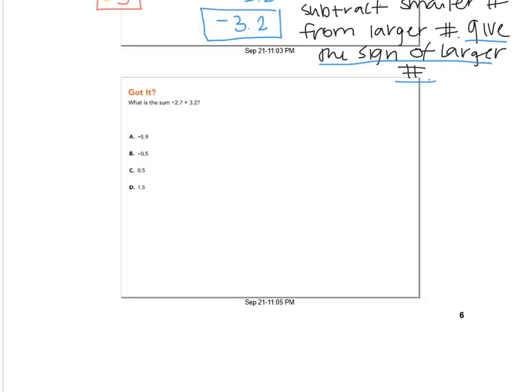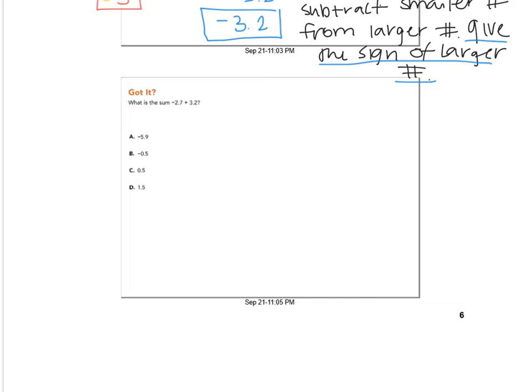All right, for this example, I would like for you to pause the video and give it a try. As soon as you finish and you think that you have the answer, resume the video and double check your work. So go ahead and hit pause.